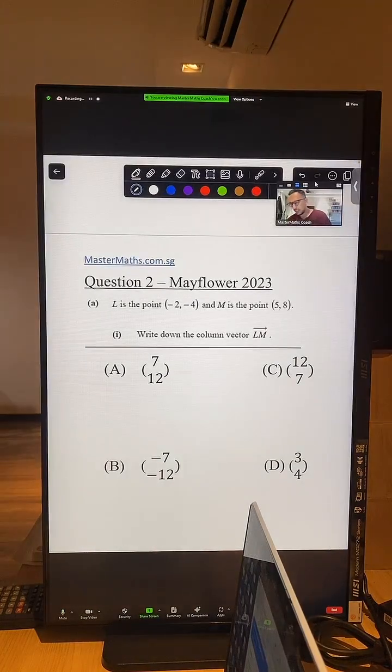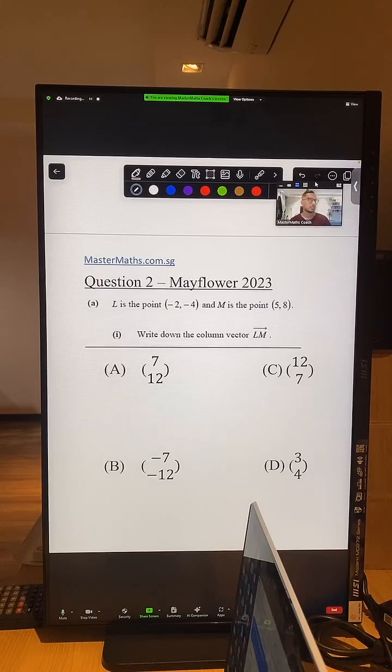Okay, question number 2. Also Mayflower paper. L is the point -2, -4, and M is the point 5, 8. Write down the column vector LM. Okay, this one a bit easier lah. Okay, so A, B, C, or D. Which one is your answer?